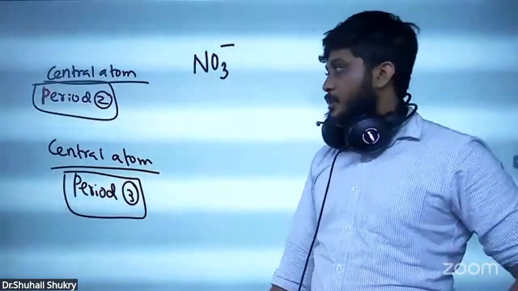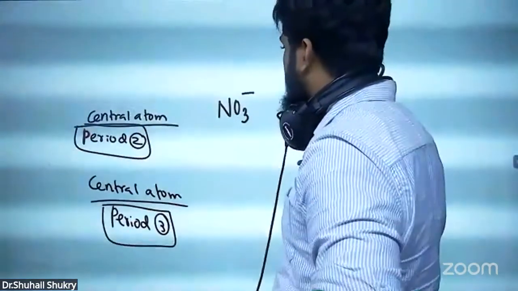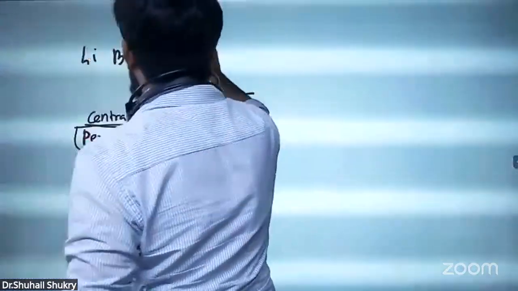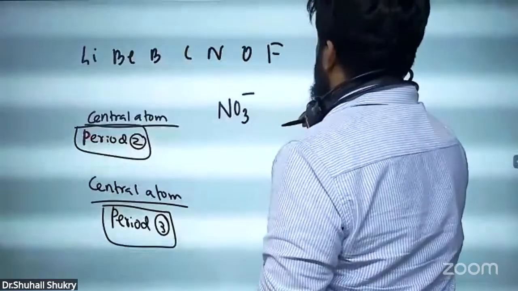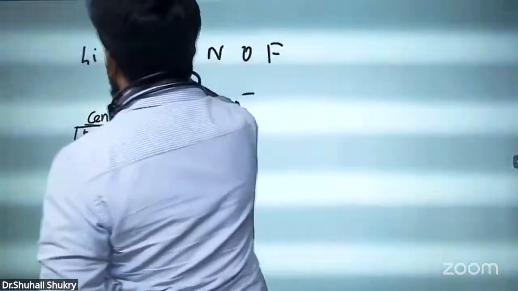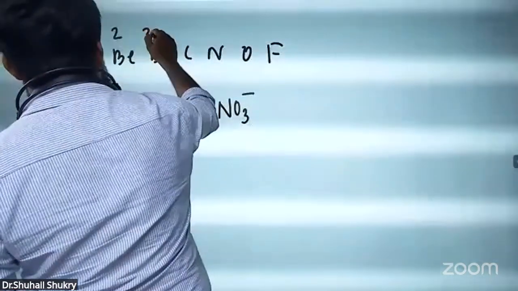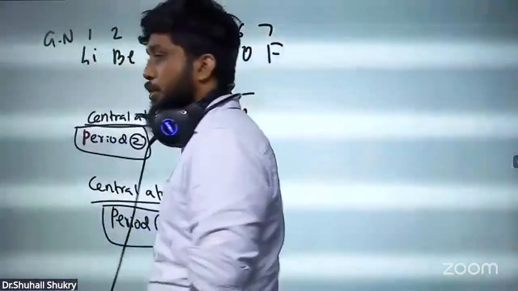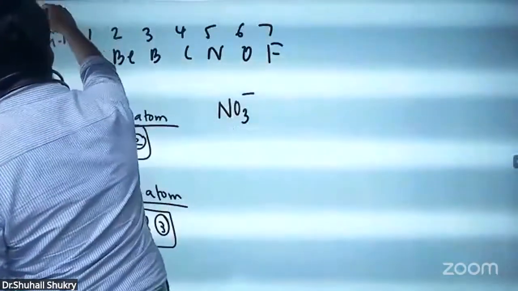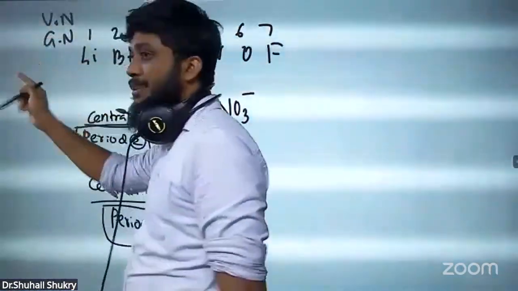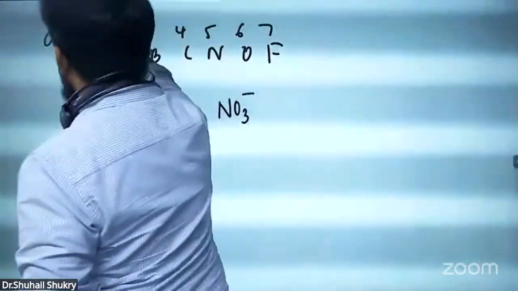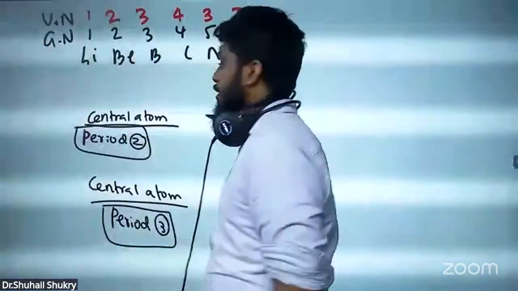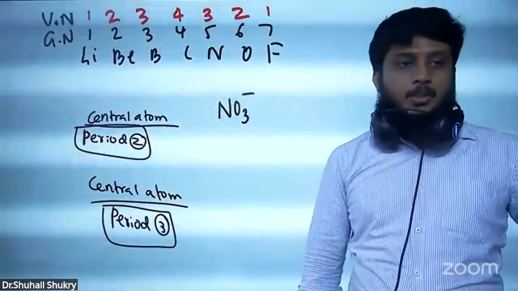First of all, if you write like this, second period: lithium, beryllium, boron, carbon, nitrogen, oxygen, fluorine. Then their group numbers will be 1, 2, 3, 4, 5, 6, 7. This is their group number. Their valency number, Vn meaning valency number, I can write like this: 1, 2, 3, 4, 3, 2, 1. That part you know already.